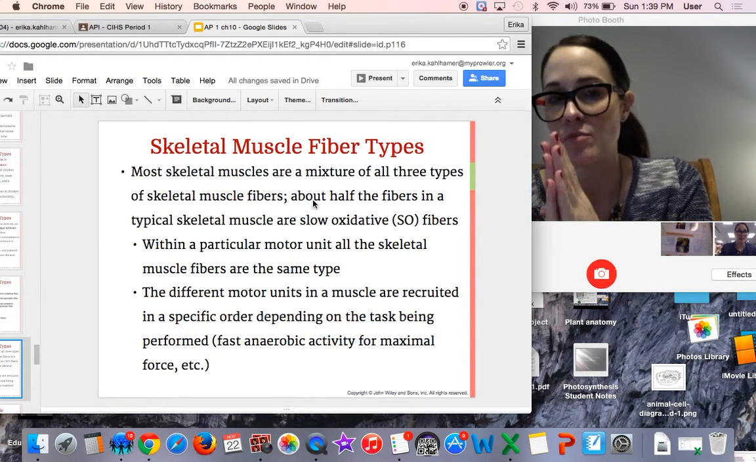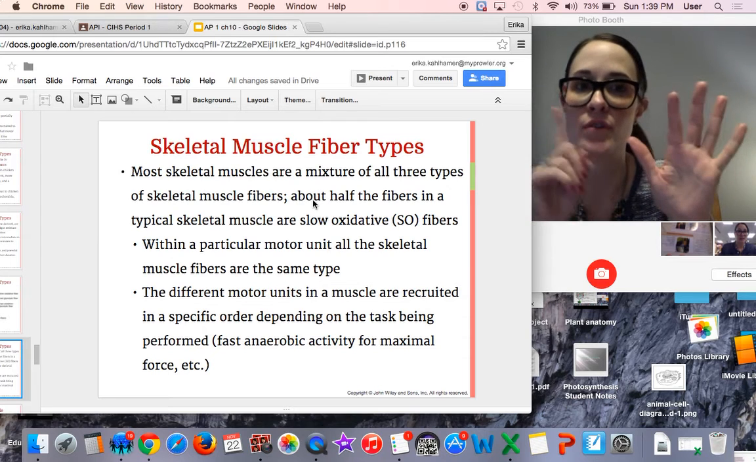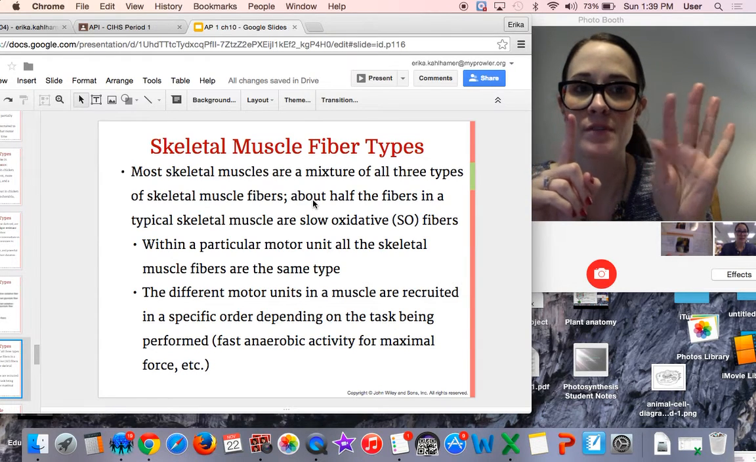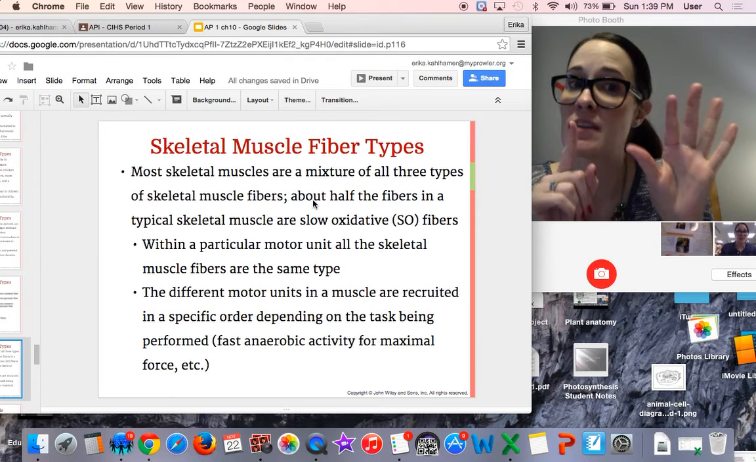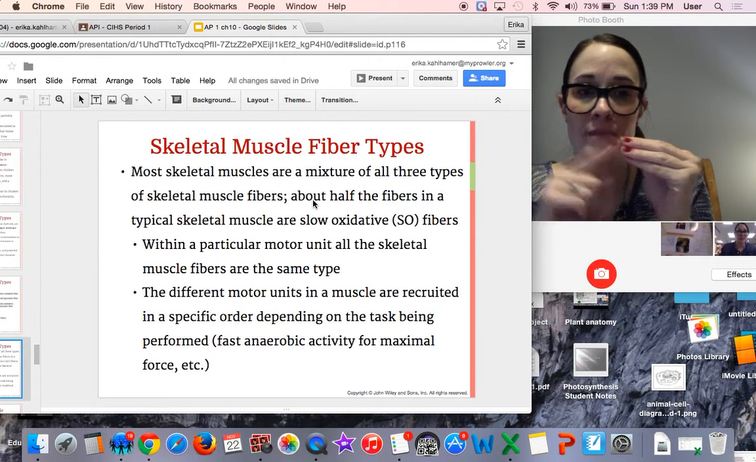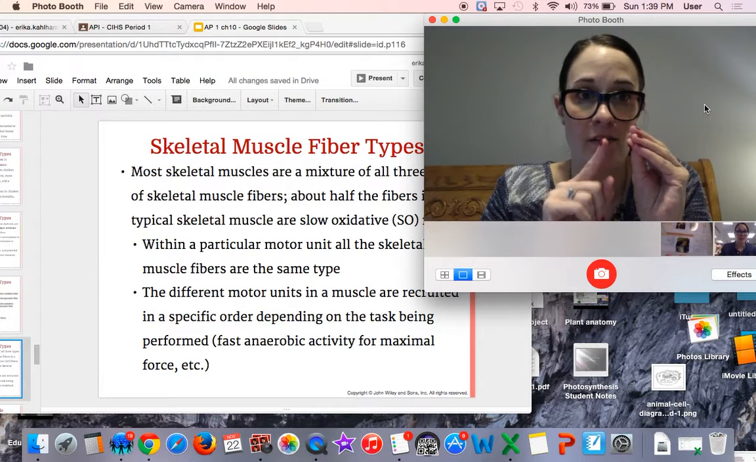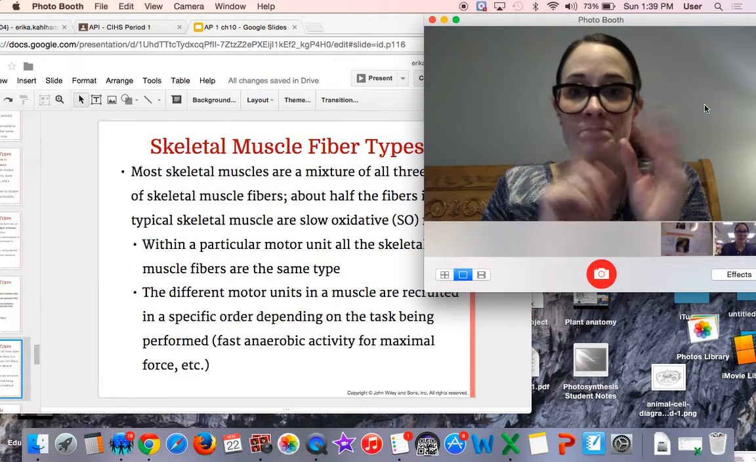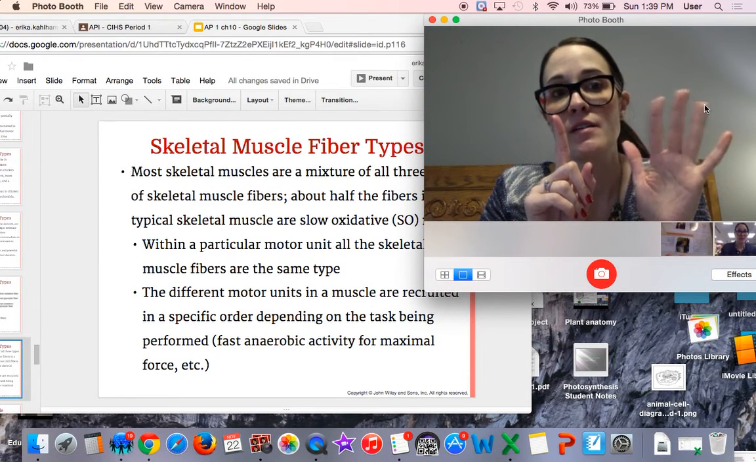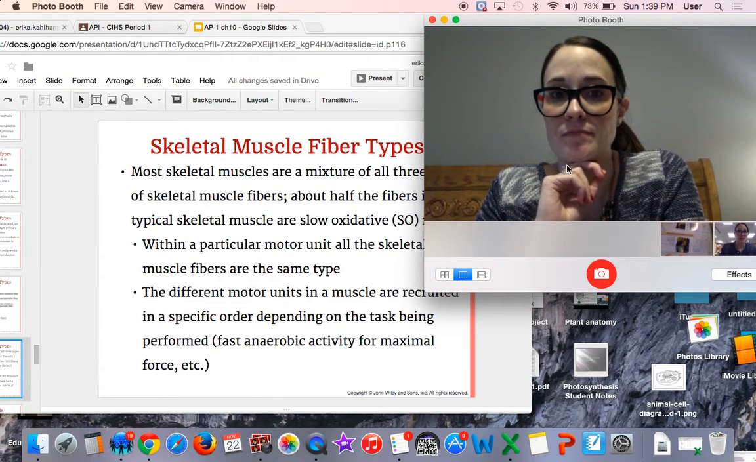But it's also important to note, remember, talking about the motor unit, one motor neuron with the fibers within it. Within that unit, they're all the same type. So they're all within a unit either fast glycolytic or slow oxidative, okay? They're not different types of fibers within a unit.